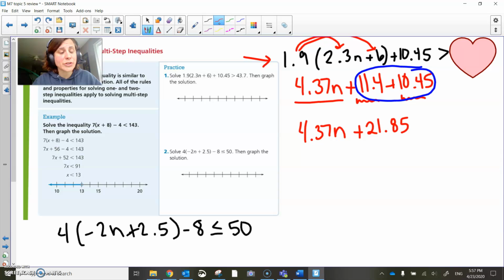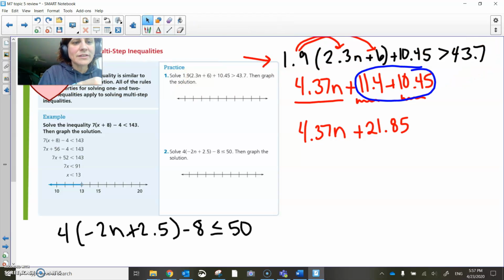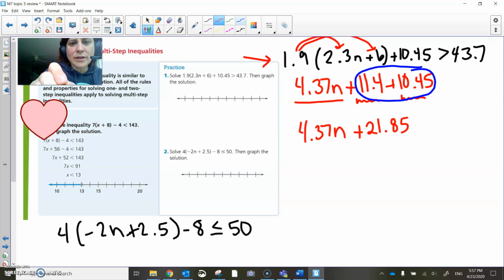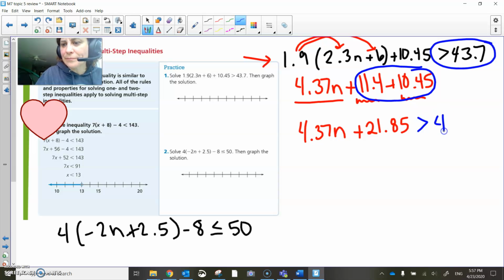We can't add those two terms together because one of them has n as a tail and the other one doesn't have a tail. And you can't add terms together unless their tails are the same. So now I'm going to deal with the other side. Now I'm going to take this greater than 43.7 and I'm going to bring it down. So the problem that we have to solve now is actually a whole lot easier than the problem that we had at the very beginning.